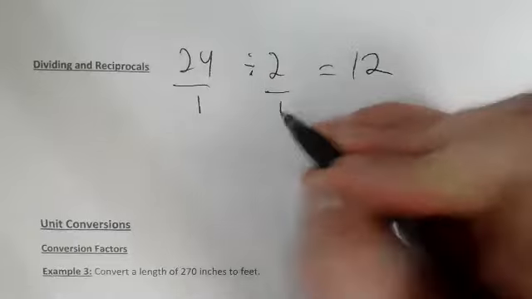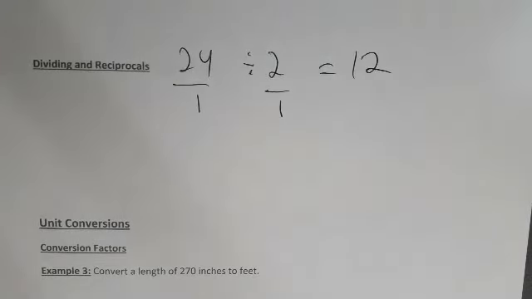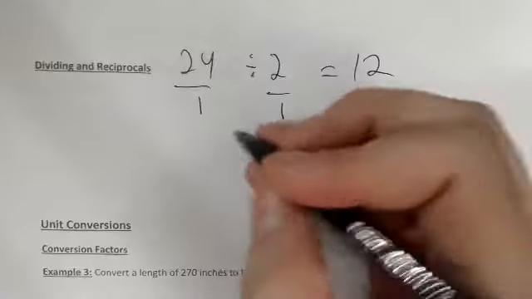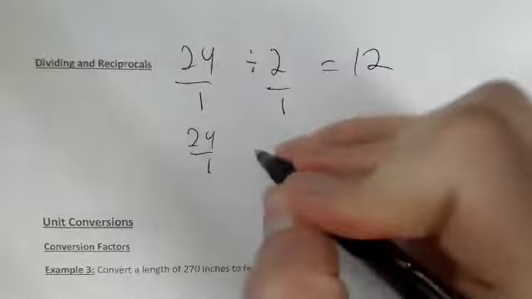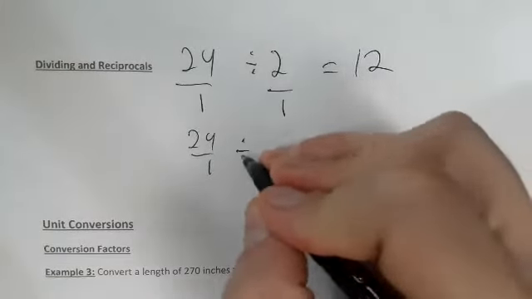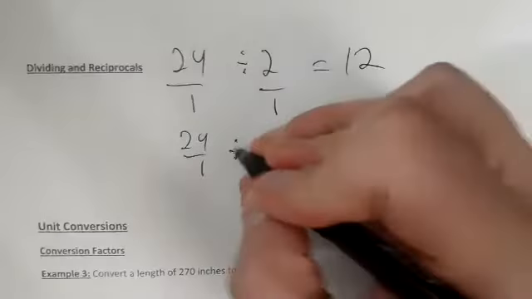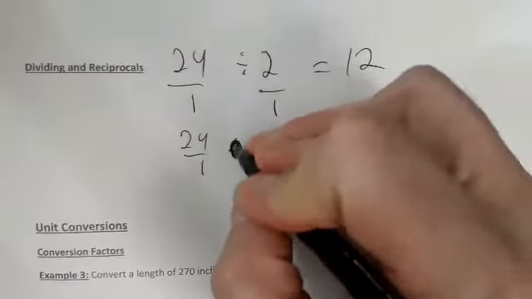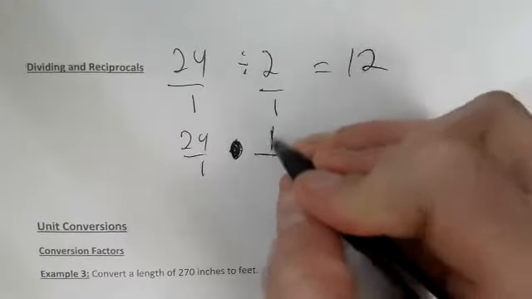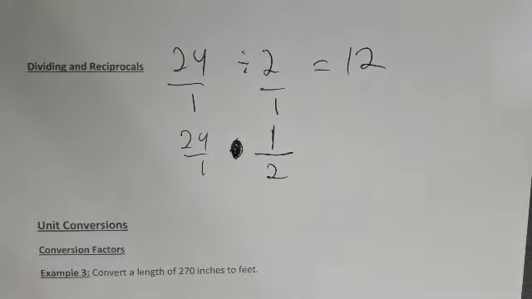So if I'm thinking about this and I want to make these whole numbers fractions, something you can do is put them over 1. By 2. Dividing by 2 is the same as having half of something. So having half of something is the same as multiplying. So let's change this to multiplication as 1/2.